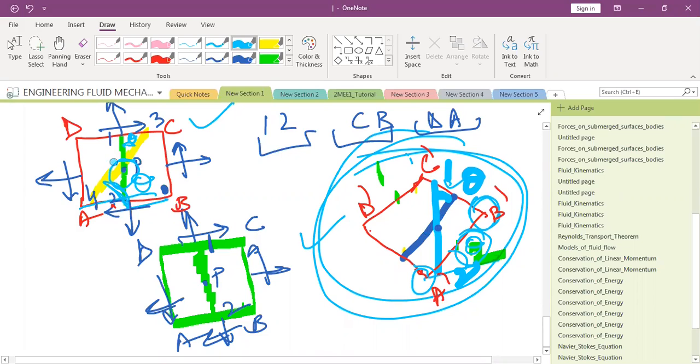So what I have done is I have rotated the coordinate system so that now you have along this direction. This is the direction of AB.